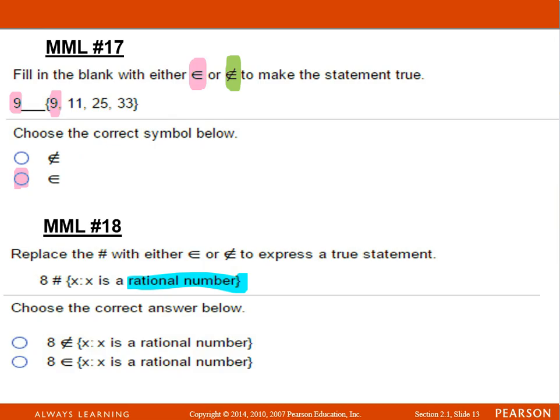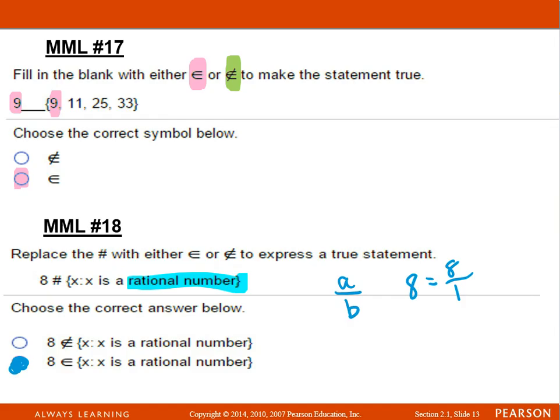Well, a rational number is any number that you can write in the form of a over b. If you can make it look like a fraction, it's what they call rational. Believe it or not, every whole number, and we're dealing with the number 8 here, 8 can be written as 8 over 1. That's a fraction. That makes it rational. So 8 is an element of the set of rational numbers.